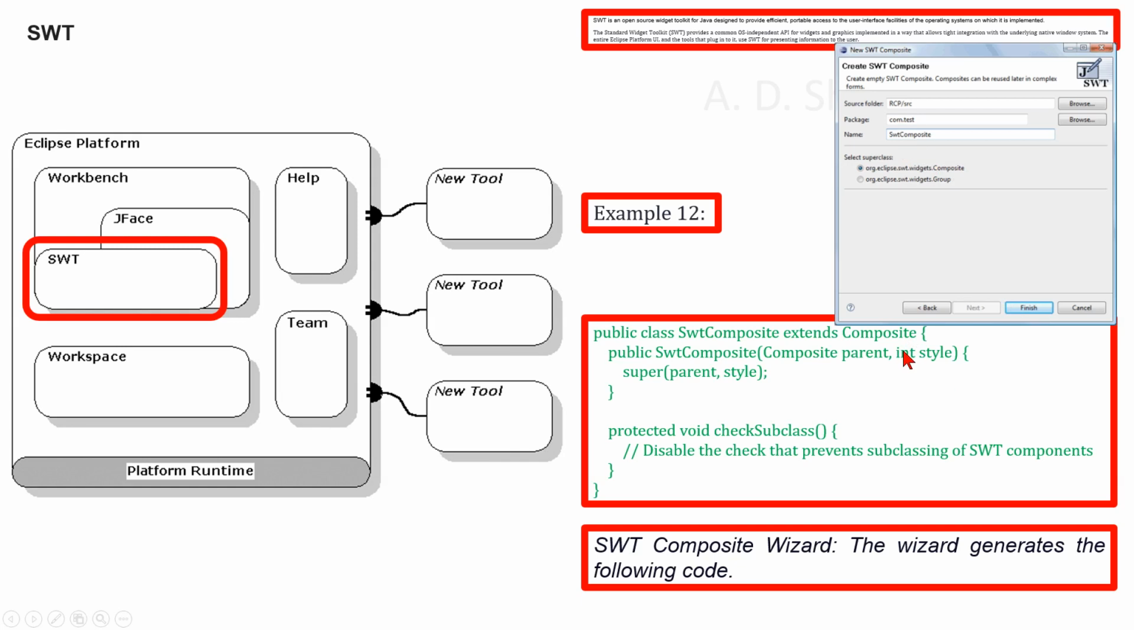You can select org.eclipse.swt.widgets.group as the superclass if you prefer. The wizard generates the following code.